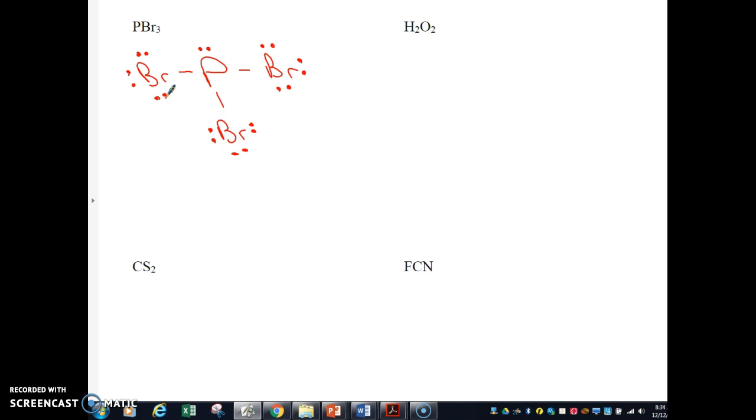So that's PBr3. Now the octet is satisfied for these. Phosphorus has 2, 4, 6, 8. The bromines are all the same, 2, 4, 6, 8.